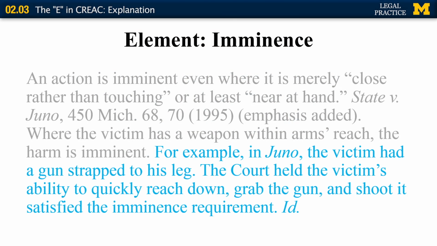Now I want to explain that rule for my reader. I want to make more concrete and illustrate what it means to say the weapon is within arm's reach. And I use the explanation to do that. Here, the explanation is 2 sentences. For example, in Juneau, the victim had a gun strapped to his leg. The court held the victim's ability to quickly reach down, grab the gun, and shoot it satisfied the imminence requirement. Now let's look a little more closely at those 2 sentences of explanation.